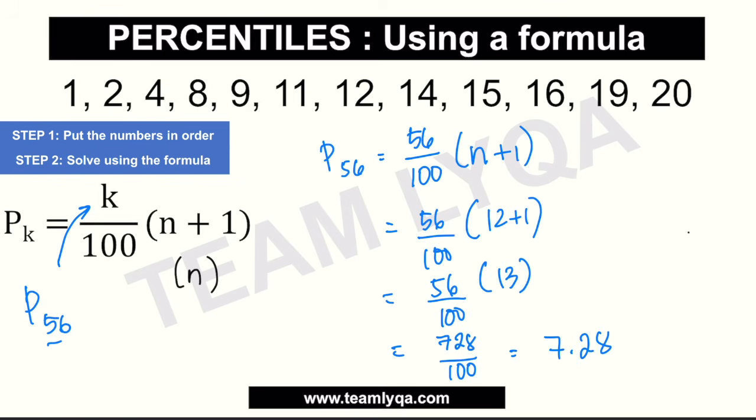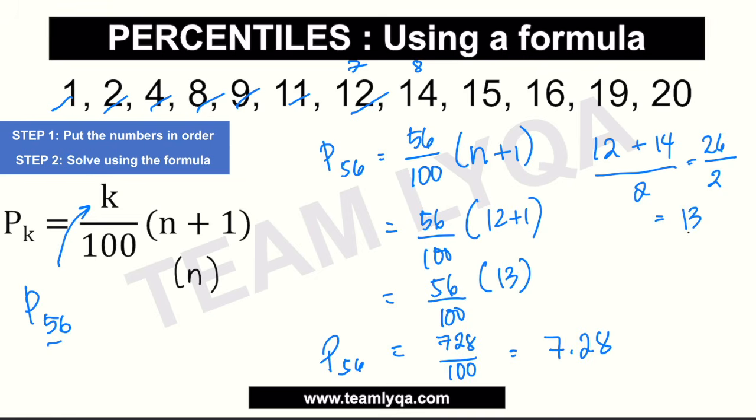So, ibig sabihin nun, to get yung ating 56th percentile, bibilangin natin 1, 2, 3, 4, 5, 6, 7. Okay, ito yung 7th. Ito yung 8th na term or na element. So, ibig sabihin, kung hindi masyadong strict yung prof ninyo at average lang hinahanap, that will be 12 plus 14 all over 2. I-average lang natin. This is going to give us 26 all over 2 or 13.